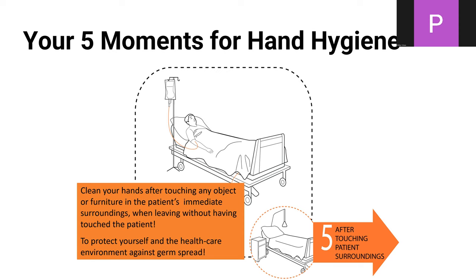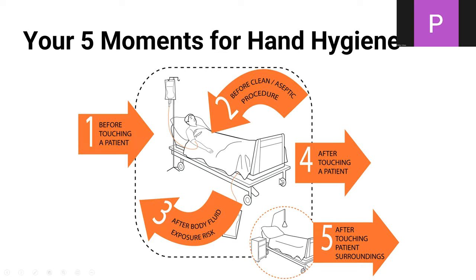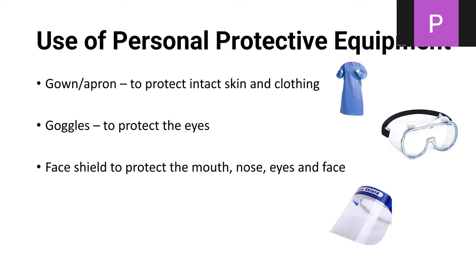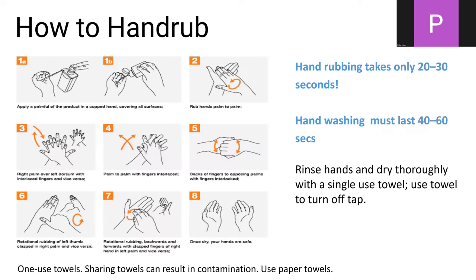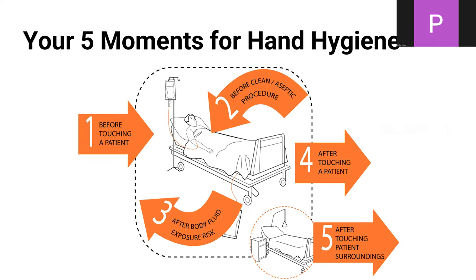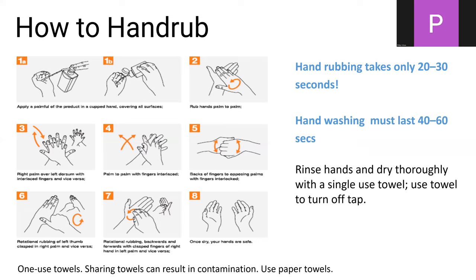Next. So the next slide will show us the technique and time duration for the different methods of hand hygiene. Next slide. So can you go back? Yes. So these are the steps to do hand rub, which is almost similar to doing hand washing. The hand rub will take 20 to 30 seconds and hand washing 40 to 60 seconds.